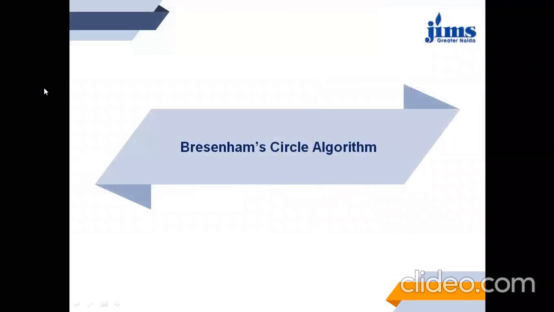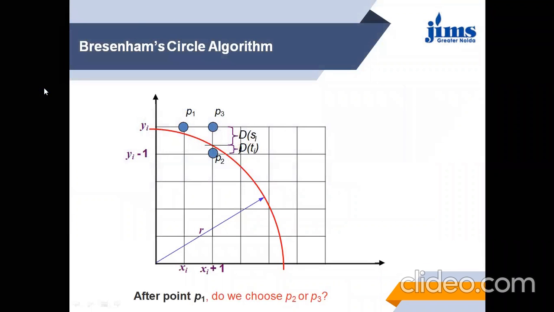So as I told you, there are two algorithms: Bresenham's, and the second one is midpoint. So let's start with the Bresenham's circle algo. As we discussed in DDA, in Bresenham circle algo, we have to find out the distance of the pixel from the line, to see whether it's close to the lower pixel or the upper pixel.